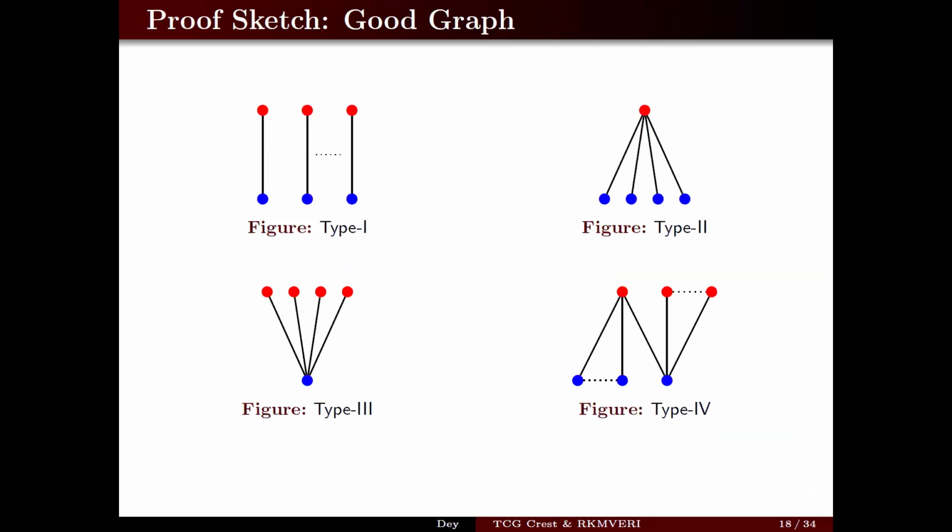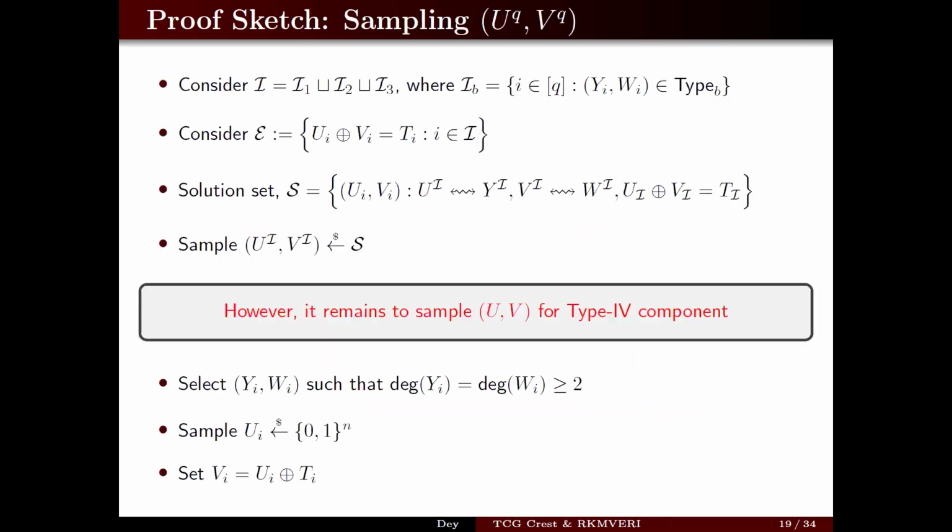So each component of a good graph is either an isolated edge, or a star, or it can have a path of length at most 3. Now to sample the U and V values for type 1, type 2 and type 3 components, for the queries belonging to these 3 components, we will consider a system of equations Ui xor Vi equal to Ti. Suppose S is the solution set of this system of equations such that the permutation compatibility of U, V, and W will be maintained, and we sample U and V uniformly randomly from the solution set S.